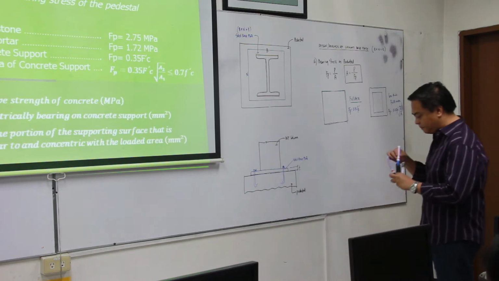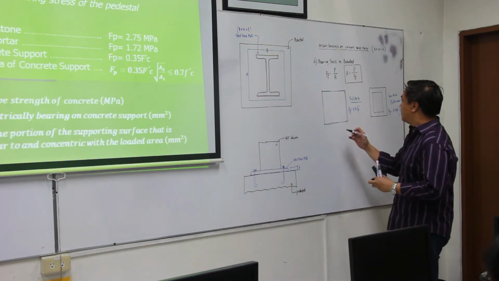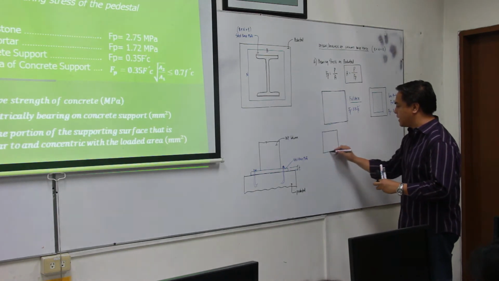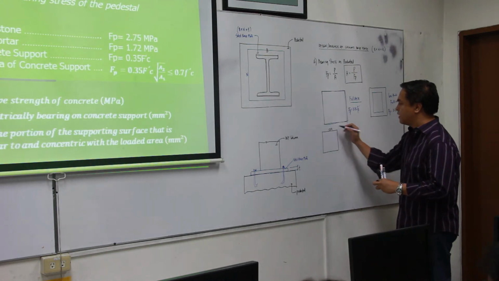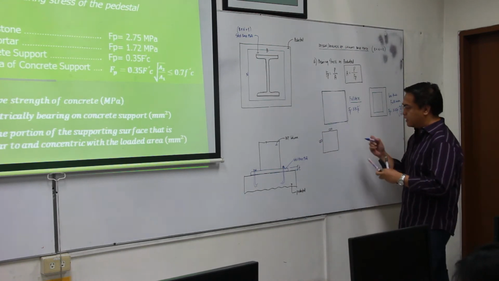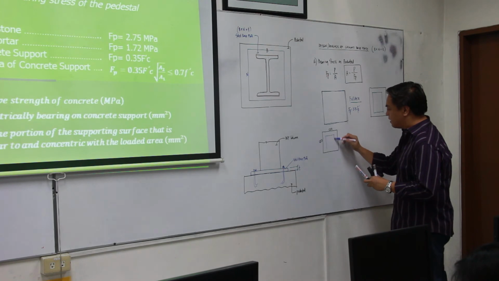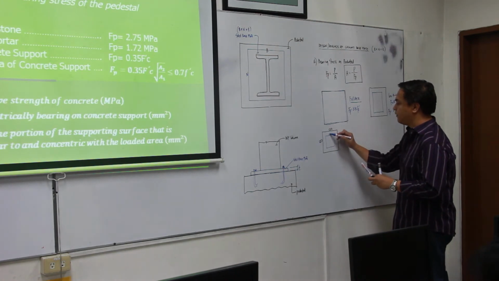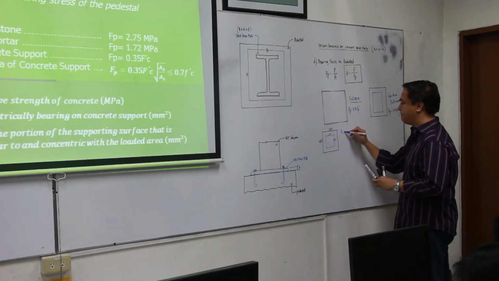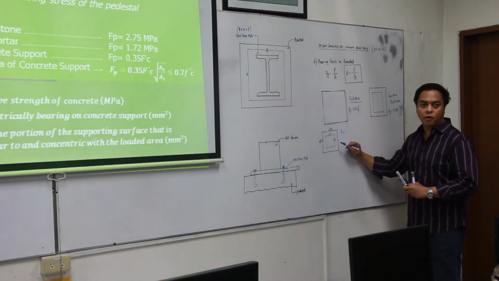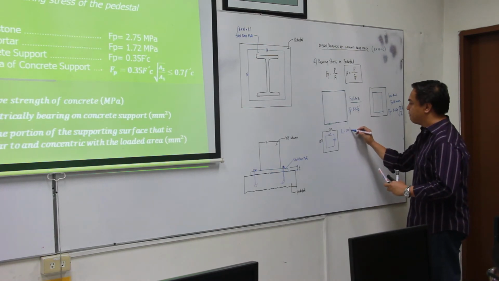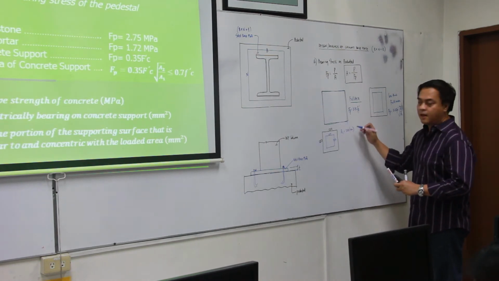Example, let's say I have a square pedestal, say 500 by 500. Okay. Then let's say I have a square base plate also, say 250 by 250. Question: what is A1? The area in contact between them. So that's the area of the base plate. That is 250 by 250, right? How about A2?